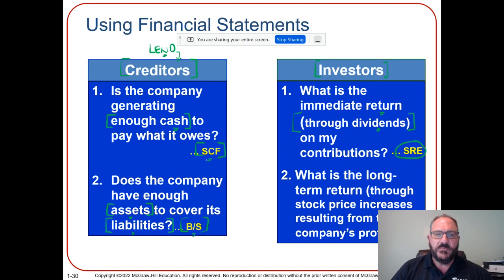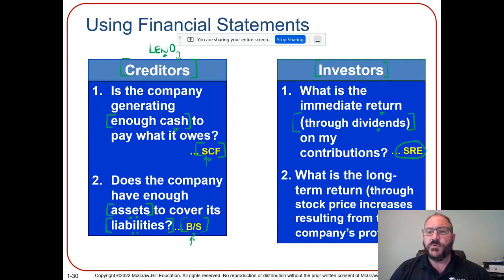Where would you find that? Right here. Statement of cash flows, right? So statement of cash flows would tell you, hey, are you generating enough money to pay your bills, right? Does the company have enough assets to cover its liabilities? Where would you find assets and where would you find liabilities? You'd find that on the balance sheet, okay?